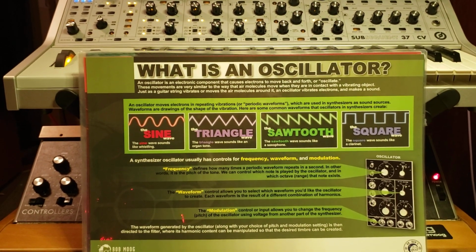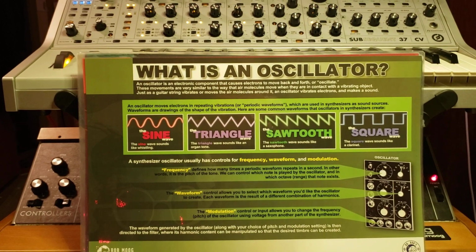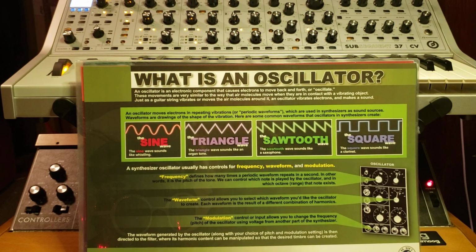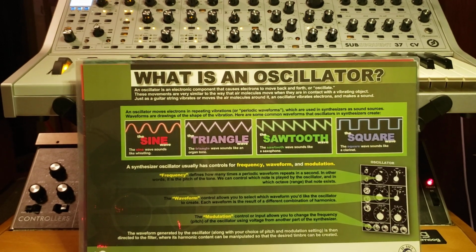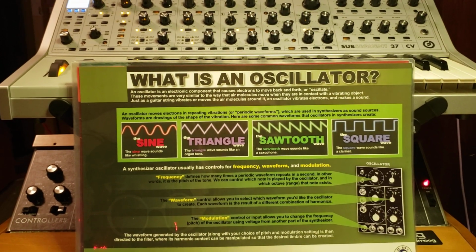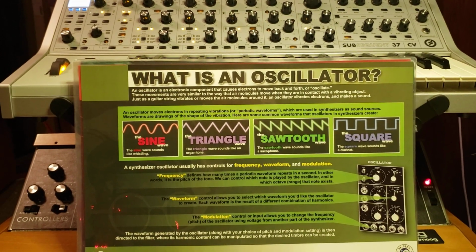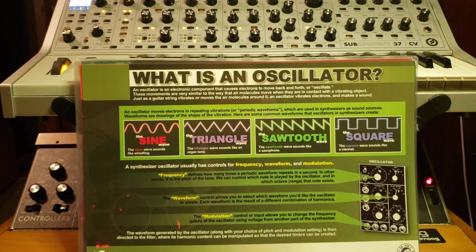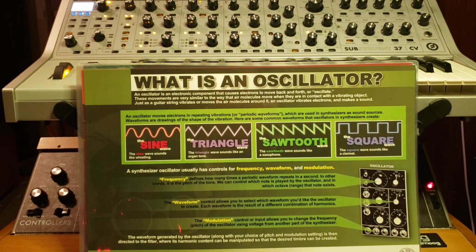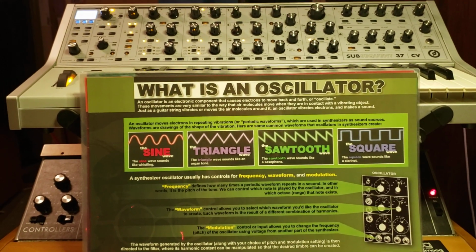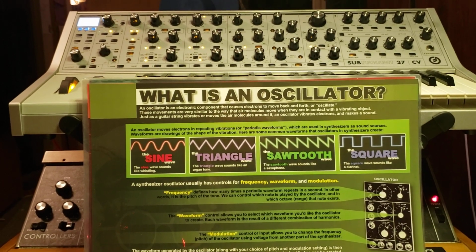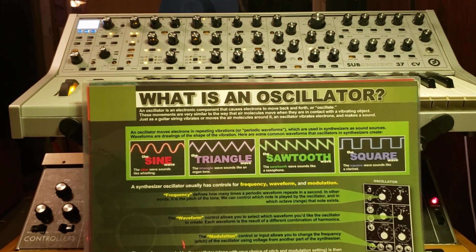The modulation control or input allows you to change the frequency, pitch, or the oscillator using voltage from another part of the synthesizer. The waveform generated by the oscillator, along with your choice of pitch and modulation setting, is then directed to the filter, where its harmonic content will be manipulated so that the desired timbre can be created.